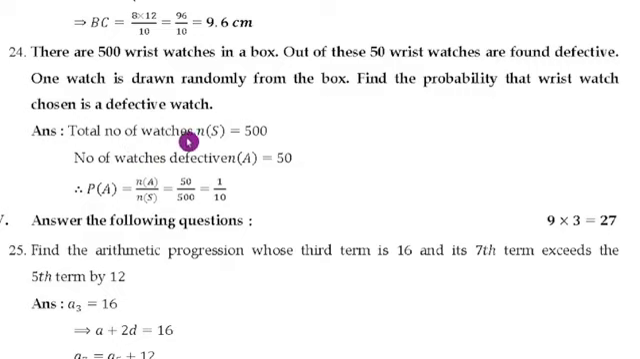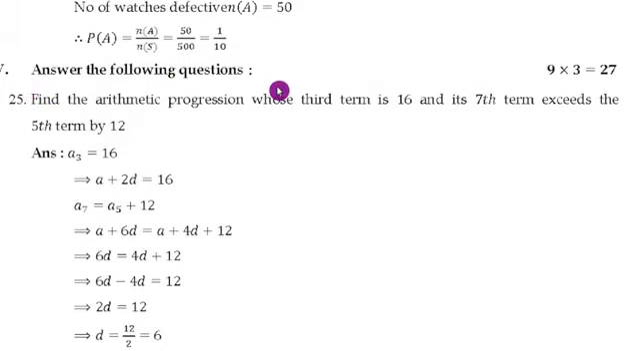Therefore write the number of sample space, that is 500. The number of defective watches, A, is 50. Therefore P of A is equal to n of A by n of S. Therefore 50 divided by 500. So 1 by 10. Now the fourth main section, answer the following questions.